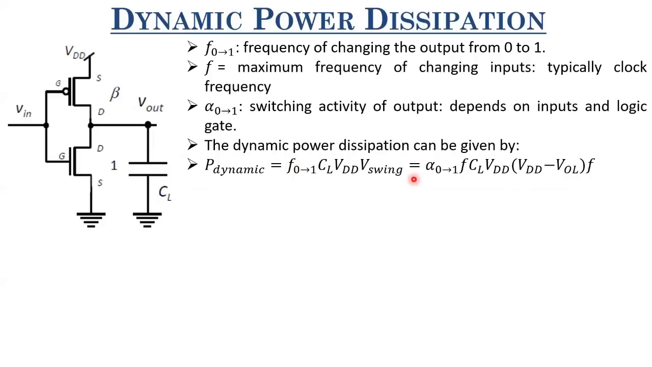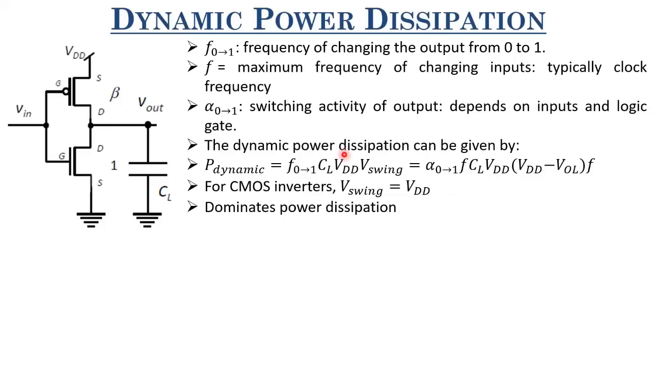And if you expand it further, it's simply alpha 0 to 1 F, which represents your F0 to 1, CL VDD, VDD minus VOL. And what is VOL here? VOL is simply 0. Sorry, this extra F is not there. This expression is wrong. So here it should be simply alpha 0 to 1 F CL VDD into VDD minus VOL. And what is VOL? VOL is 0. So it is alpha 0 to 1 F CL VDD square. So for a CMOS inverter, since V swing is VDD, you have P dynamic as alpha 0 to 1 F CL VDD square. That's it.